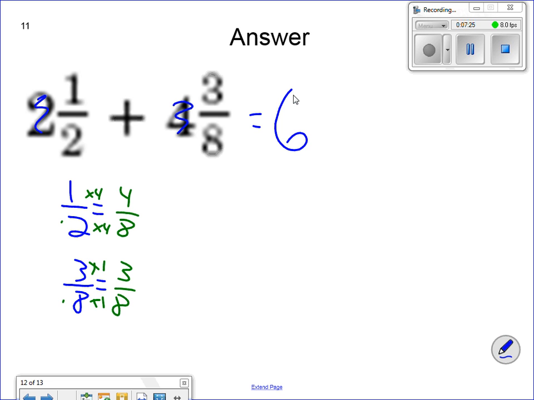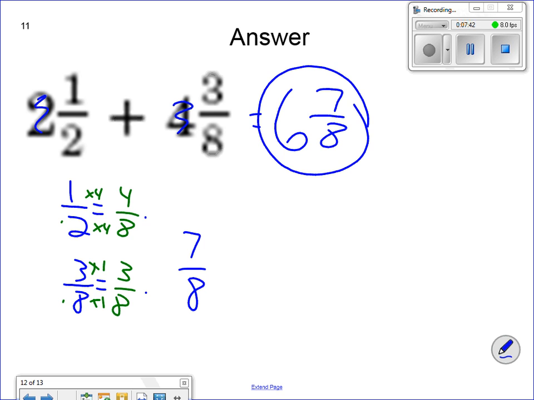Just like the last problem, we have to add these two fractions up, which gives me 7 over 8. The nice thing here is it's already a fraction. It's not a mixed number. It's not an improper fraction. So I can just add this 7/8 up here to the 6. So my answer is 6 7/8.